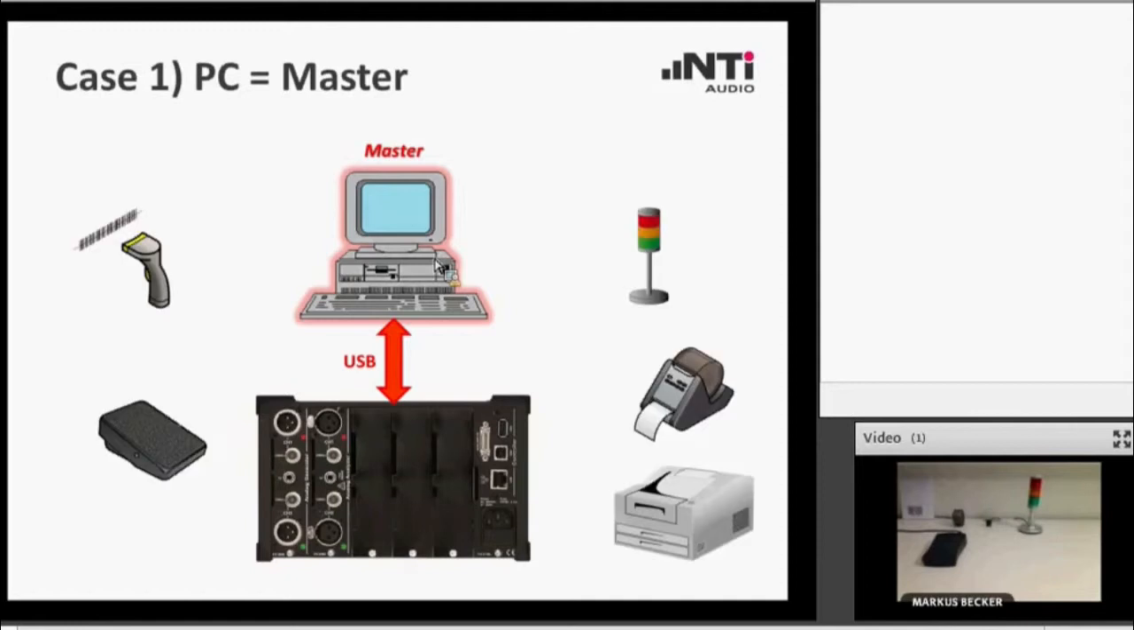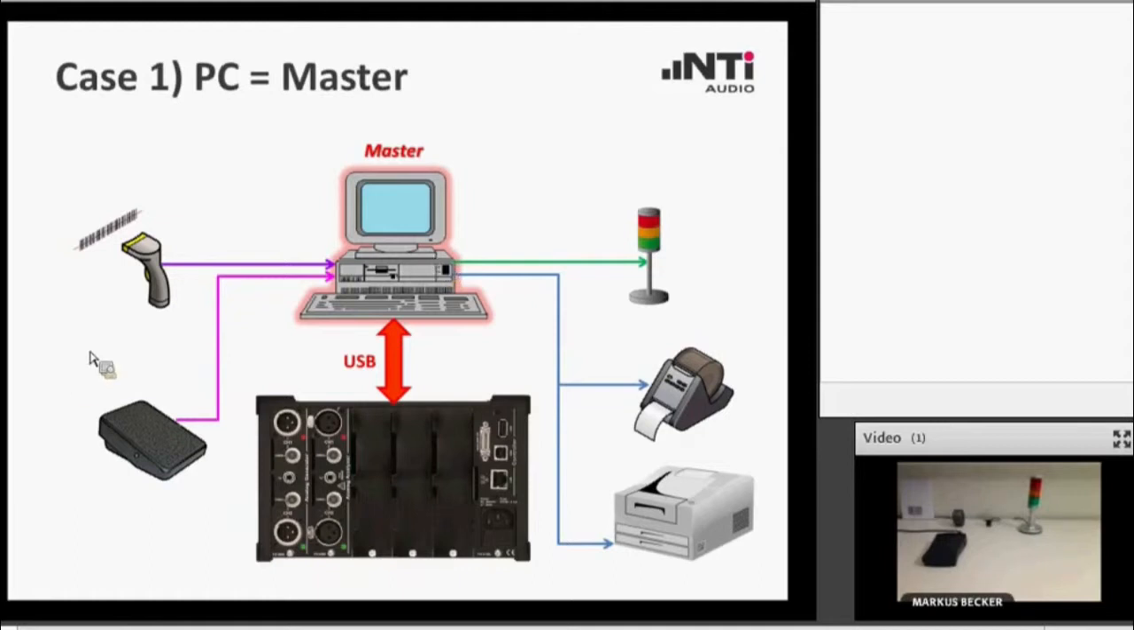In this case, how can we connect these peripheral devices to the system? There are actually two different ways. The first one would be to connect them directly to the controller PC. For instance, a barcode scanner is usually connected via USB, same as the printers, whereas a foot switch or a stack light are typically connected to a digital I/O card. And this digital I/O card, of course, needs to be installed in the controller PC.